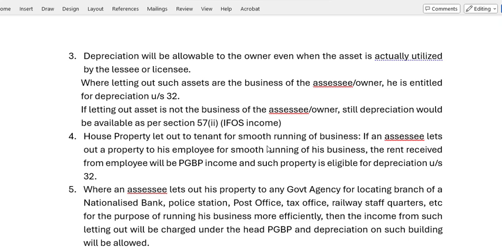Now, in the normal case, even when letting out a house is a business, the income is considered under the head house property. But if it is essential for the smooth running of the business, then it can be considered as PGBP income. If you have given a house on rent to your employee, and it is essential for the smooth running of the business, then it is PGBP income, and you can claim depreciation on that.